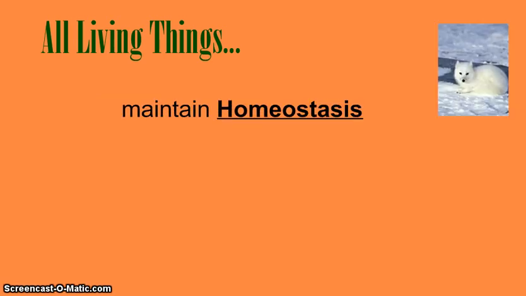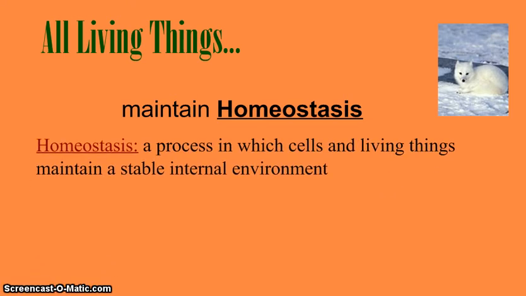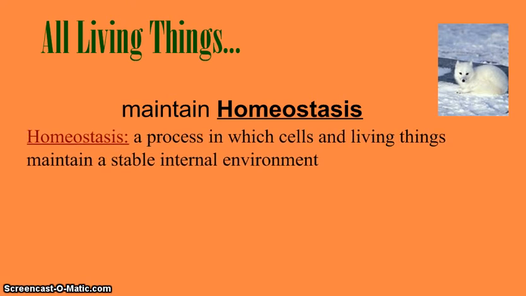The next one, maintaining homeostasis. Homeostasis, of all the 8 living characteristics, kind of brings everything together. And this idea of homeostasis, which by definition is a process where cells and living things maintain a stable internal environment. The processes by which that happens is homeostasis. And so this idea of maintaining an internal environment is a big thing to all living things.